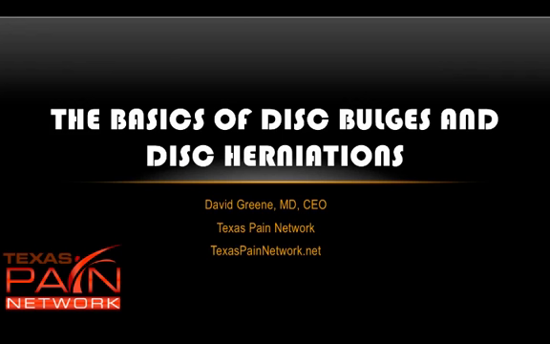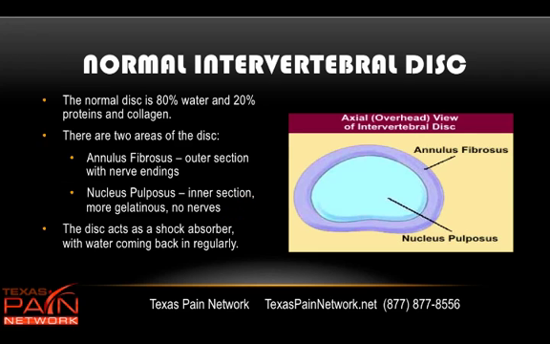Today's topic is the basics of disc bulges and disc herniations. The normal intervertebral disc consists of 80% water and the rest 20% proteins and collagens. There are two areas of the disc, and the best analogy is that of a jelly donut.